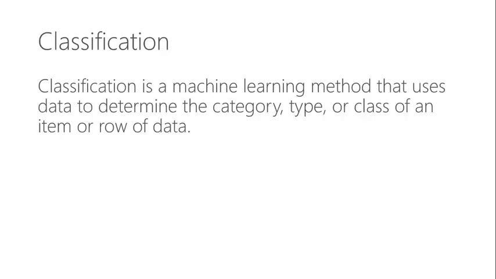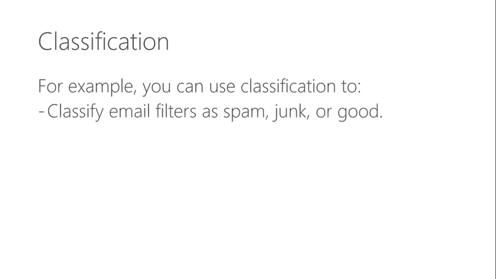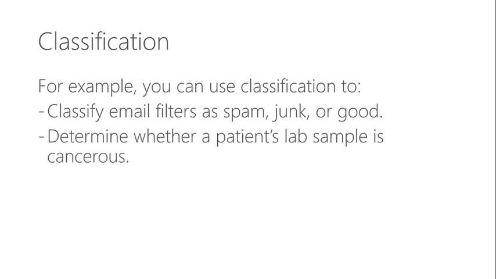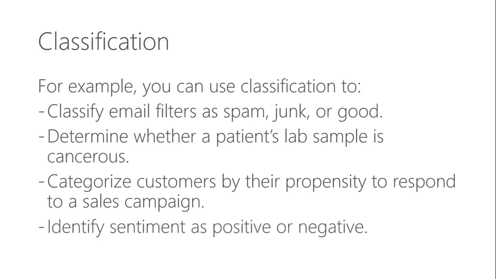Classification is a machine learning method that uses data to determine the category, type, or class of an item or row of data. For example, you can use classification to classify email filter as spam, junk, or good. Determine whether a patient lab sample is cancerous. Categorize customers by their propensity to respond to a sales campaign. Identify sentiment as positive or negative.